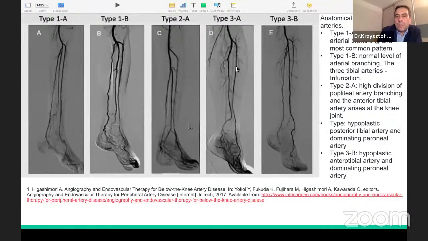But we have also sometimes, for example, hypoplastic arteries, like hypoplastic artery in the picture E or in the picture D. That sometimes can be misinterpreted that, oh, we have occlusion here, but it is hypoplasia, not occlusion.